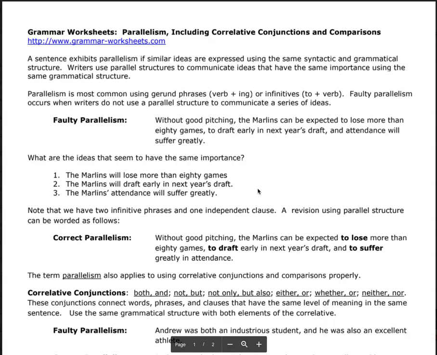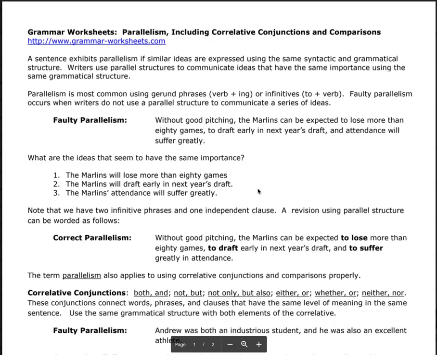So parallelism is most common using either gerund phrases, where the verb is plus the ing suffix, or infinitives where you have to something. So to sit, to stand, to something. A faulty parallelism occurs when writers do not use the parallel structure to communicate the series of ideas. So really this most often comes in the verb form that you're using.